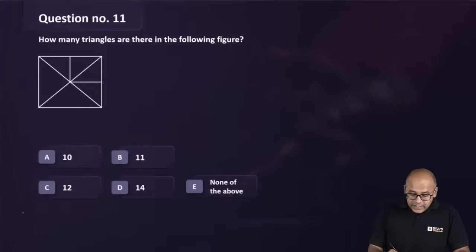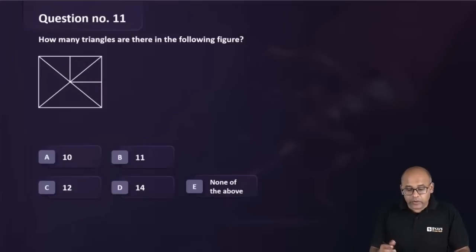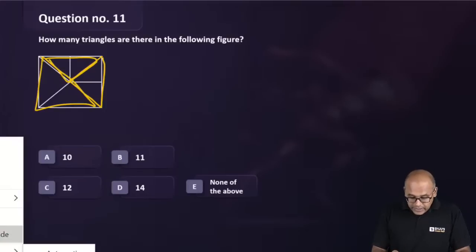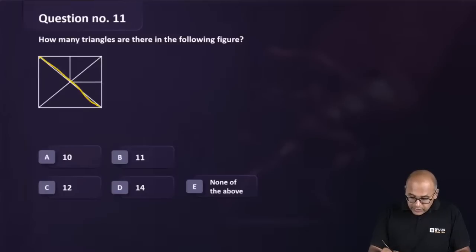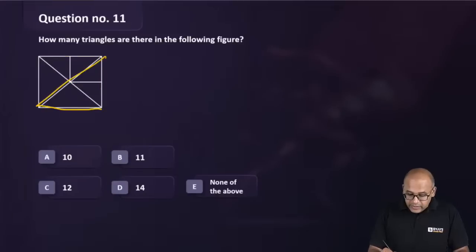Okay, so what is the correct answer? The answer is 12. So you have 1, 2, 3, 4, 5, 6. 6 straightforward. Okay, now let's take a look at 2, 2 at a time. So 2, 2, this is 7, 8, 9. Then what else? 9, 10. Then you have 11 and 12. So there are 12 of them. That's your correct answer. Okay.